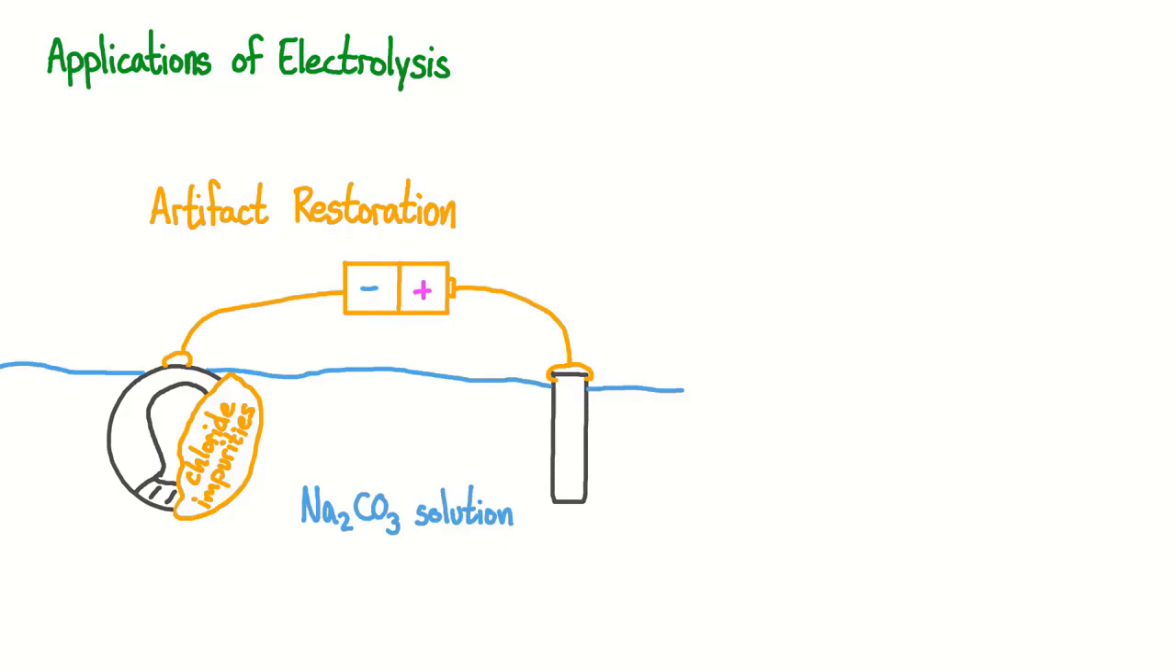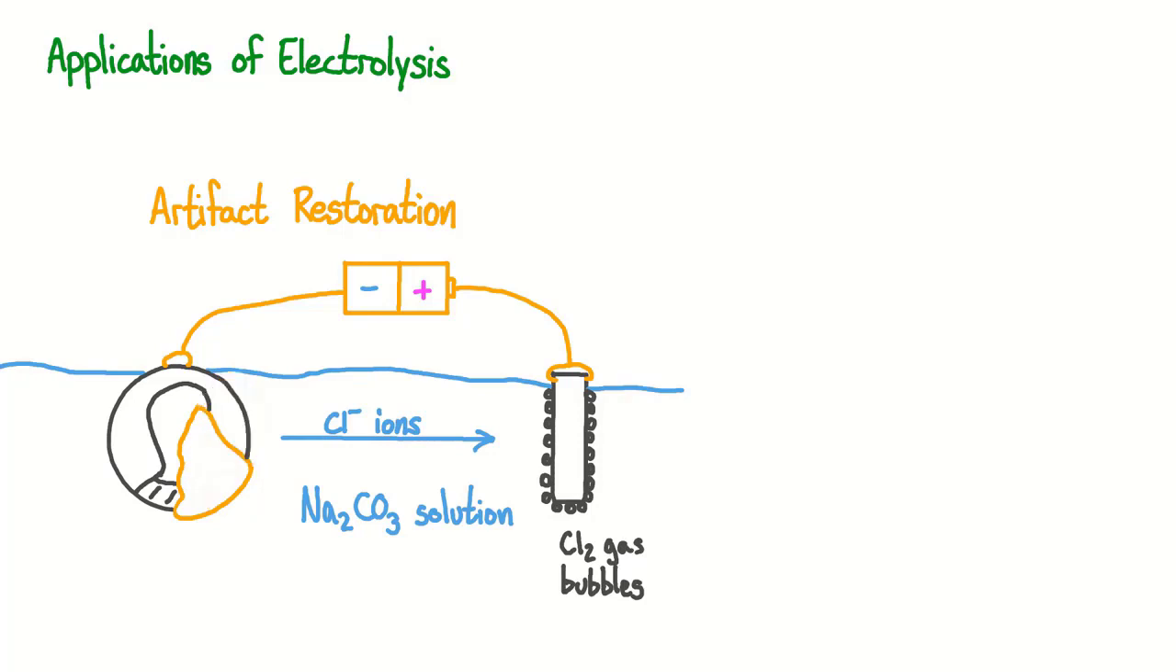Thankfully, we can return the artifact to its initial appearance by using an electrolysis setup with the artifact as the cathode. When the circuit is turned on, the chloride ions from the chloride impurities enter solution, where they are attracted to the anode. The chloride ions give up their electrons, pair up, and form chlorine gas, which bubbles at the surface of the anode. Over time, the chloride impurities dissolve into the solution, leaving behind a restored artifact with its original appearance intact.